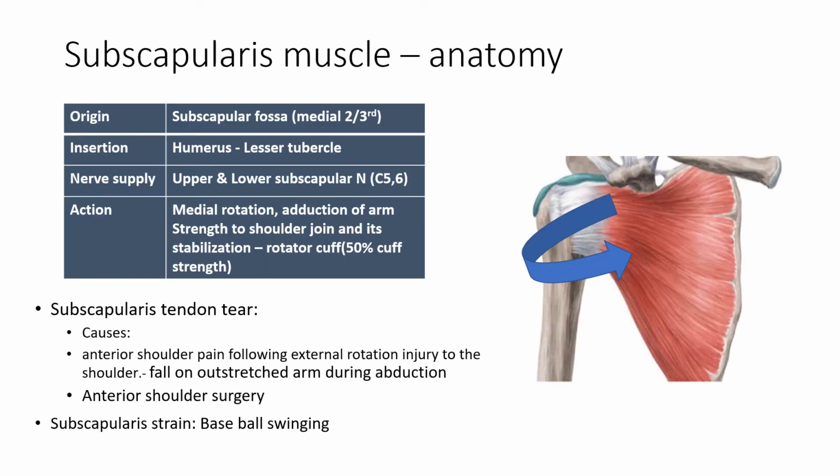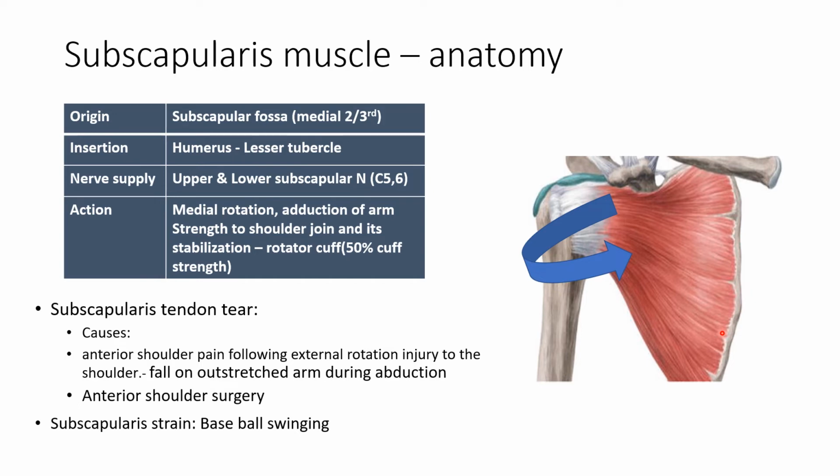Now let us have a quick review of the subscapularis muscle, with the anatomical knowledge of attachment of muscles to the scapula. It arises from the subscapular fossa, the medial two-thirds of it on the costal surface. You are seeing the origin of the muscle, and it gets inserted into the lesser tubercle of the humerus. It is supplied by the upper and lower subscapular nerves, which come from the posterior cord of the brachial plexus.